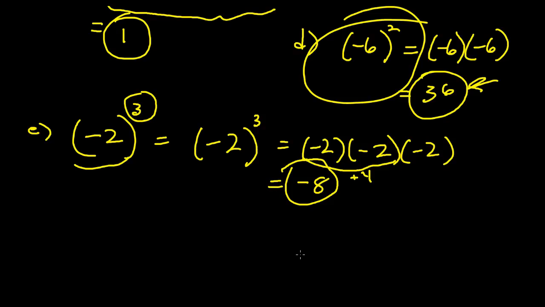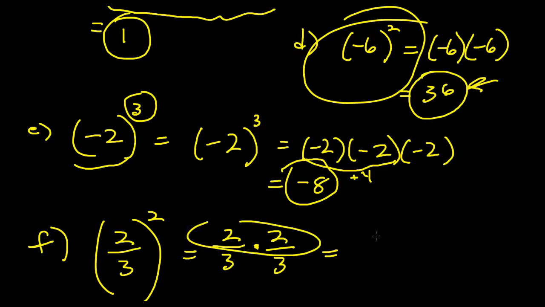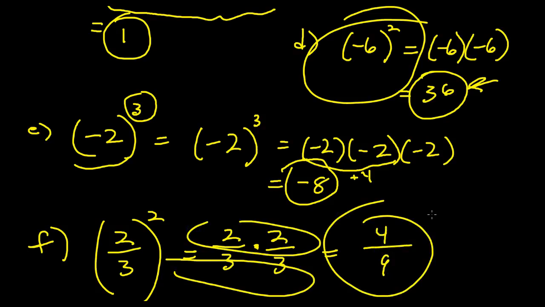One more part to this example, part F. Here we've got a fraction raised to the 2nd power. Well, don't panic, and especially don't run to the calculator. 2/3 squared, or 2/3 to the 2nd power, is nothing more than 2/3 times 2/3. Of course, there's no cross-canceling that can go on here, so I'm just going to multiply across. Upstairs, 2 times 2 is 4. Downstairs, 3 times 3 is 9. So 4/9 is my final return for that example.